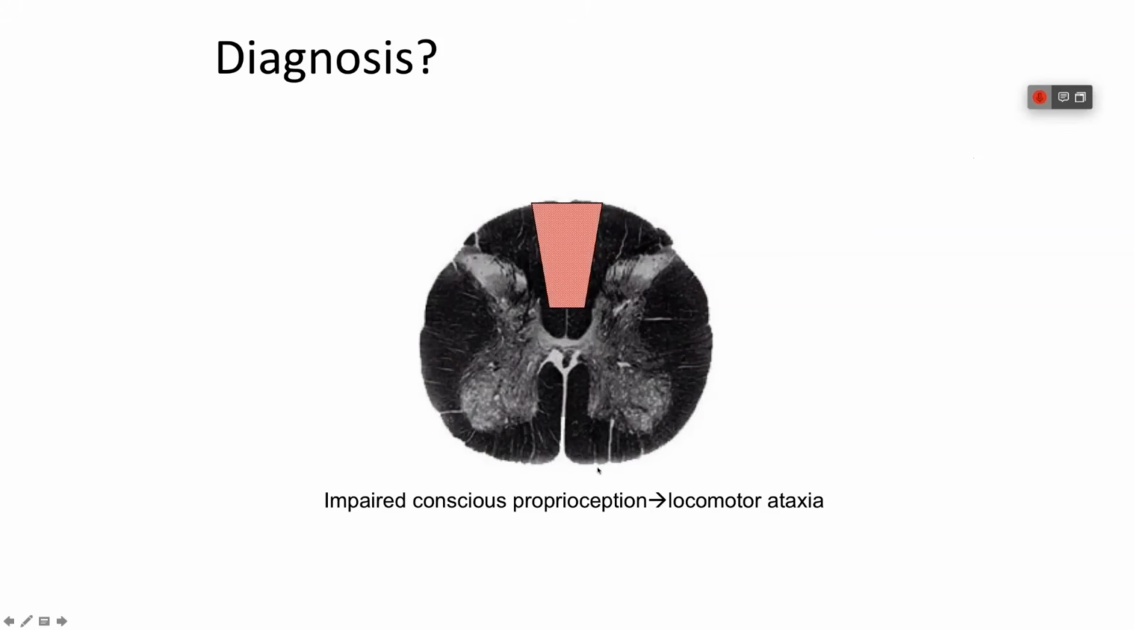Yeah. So impaired conscious proprioception, right? So they call this tabes dorsalis. Tabes, I actually don't know why it's called tabes. Dorsalis because it's the dorsal columns.